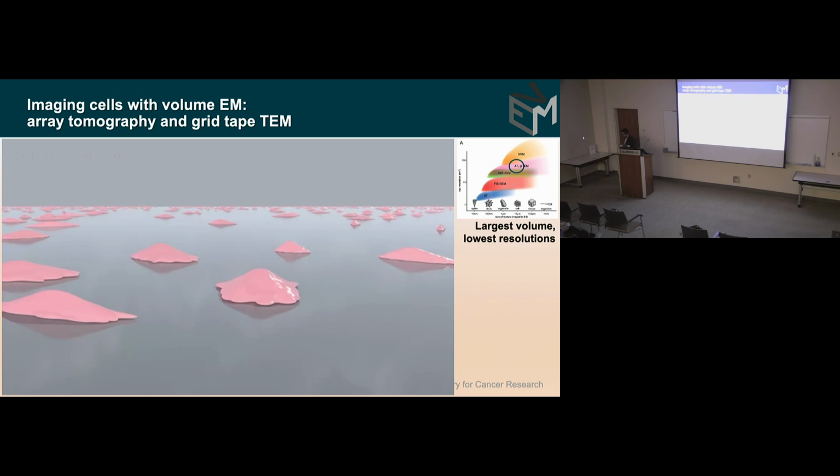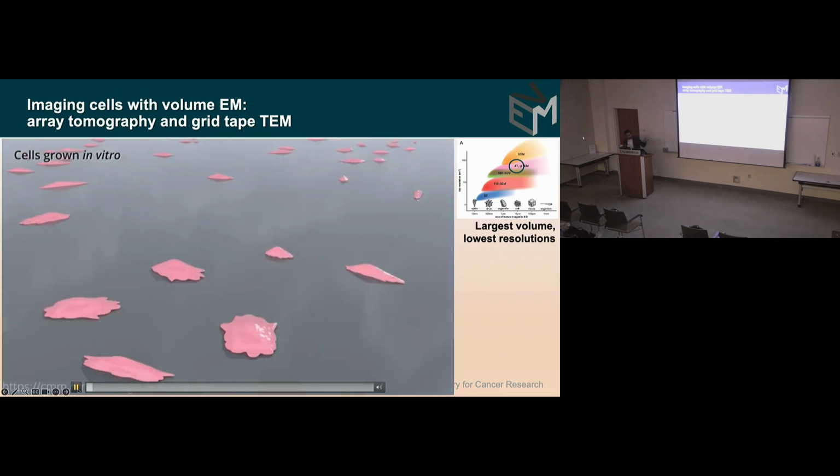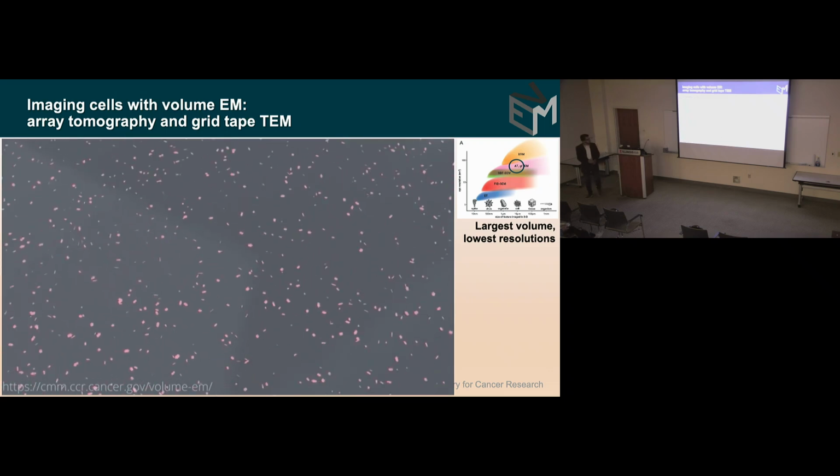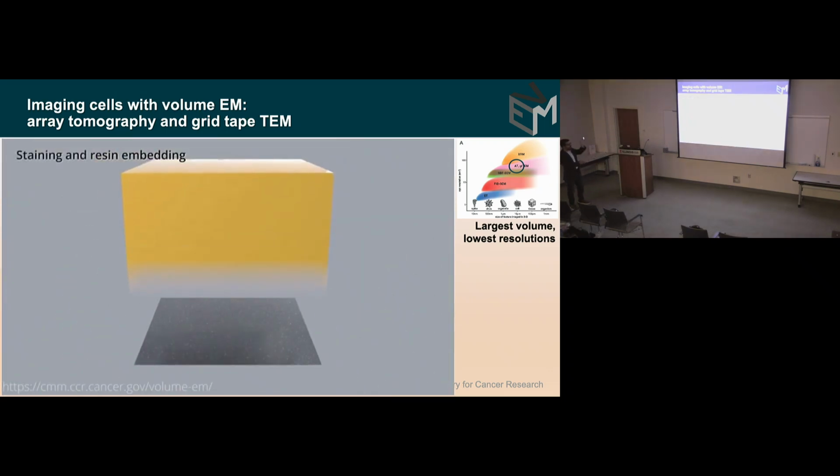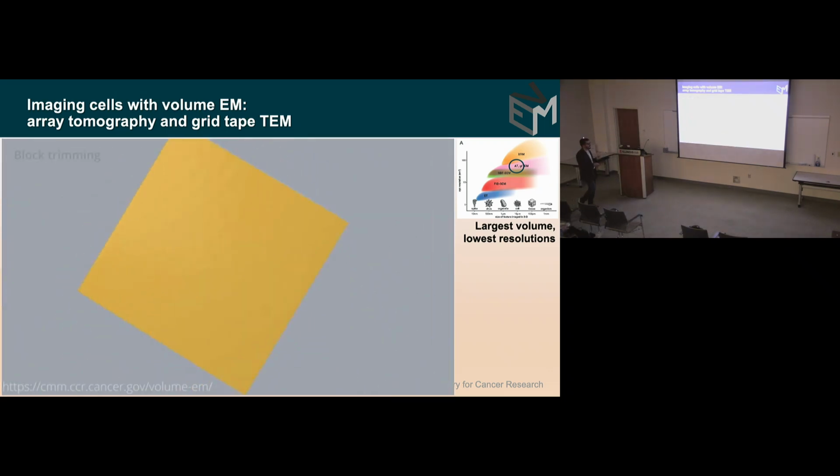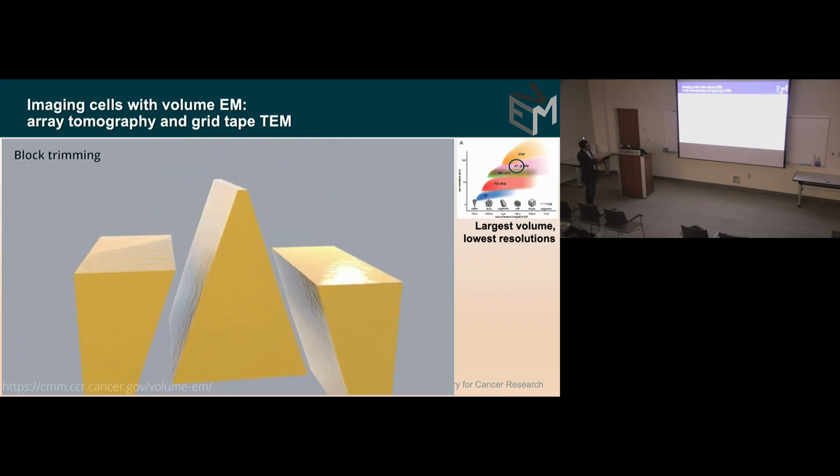But there are a couple of other ways by which you can image features that might be on a larger scale, and this is where we would do this with array tomography and grid tape TEM. You sacrifice a little bit of Z resolution, but the advantage is here, just like in the previous movie, you have a whole field of adherent cells, but now I want to see all these cells. What you do now is, again, you fix it, you stain it, you embed it in resin, but now you trim your resin block to something that's about 1 millimeter across.